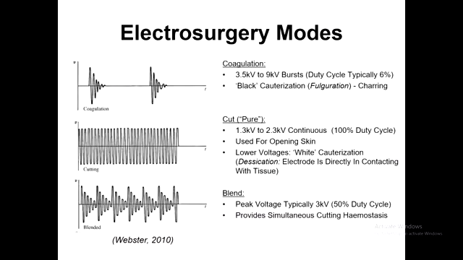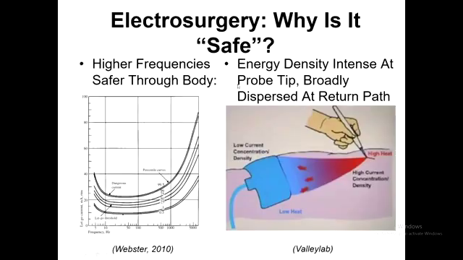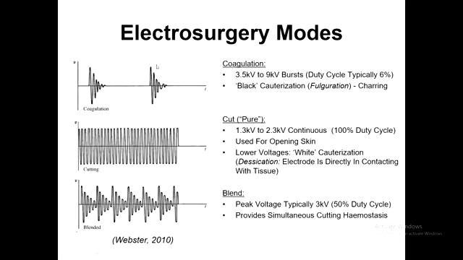Here's a couple of waveforms that are used. This is a pure sine wave and fairly high voltage for certain applications. To coagulate, a damped sinusoid is often used, or you can have a mixture of it for different applications. It's a so-called blend mixture.